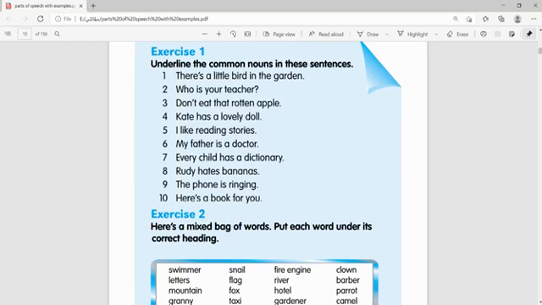Don't eat the rotten apple. Apple is a common noun. Cat has a lovely doll. Cat. Likewise, you can easily underline them.